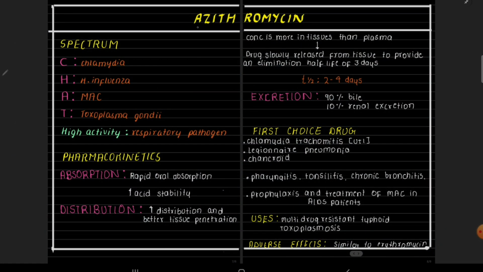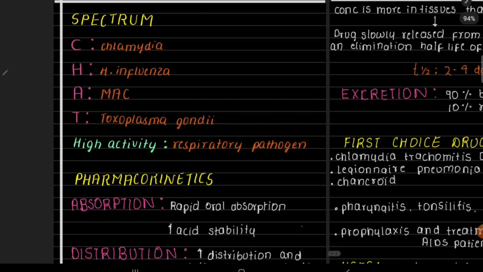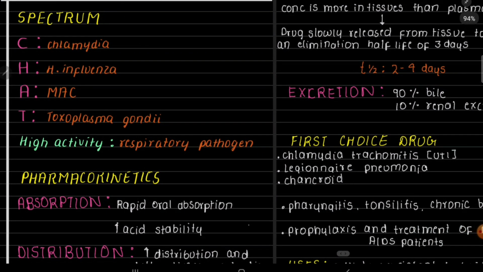Now moving on to azithromycin. The spectrum of azithromycin can be remembered with the help of the mnemonic chart, where C stands for chlamydia, H stands for Haemophilus influenzae, A stands for the A in Mycobacterium avium complex, T stands for the organism Toxoplasma gondii. Additionally, azithromycin is also highly active against respiratory pathogens.